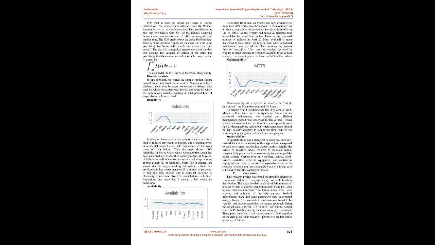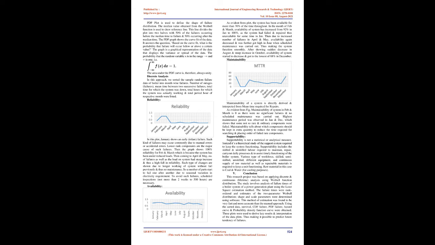Reliability. In this plot, January shows an early, infant, failure. Such kind of failures may occur commonly due to manual errors or accidental errors. Lower rank components are the major cause of such failures. Then the graph shows 100% reliability for Feb and March, which is because the system has been under reduced loads.